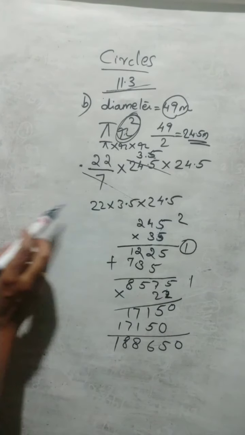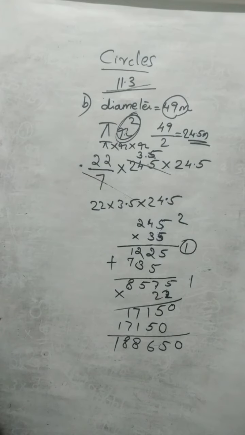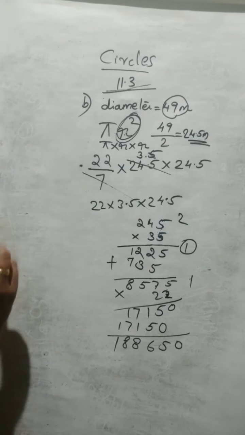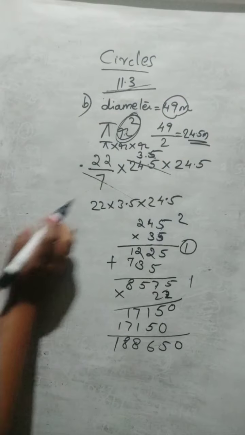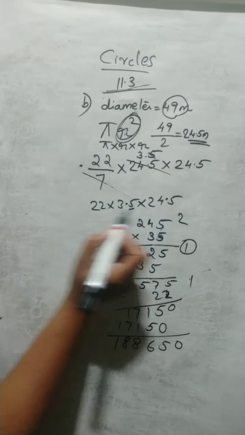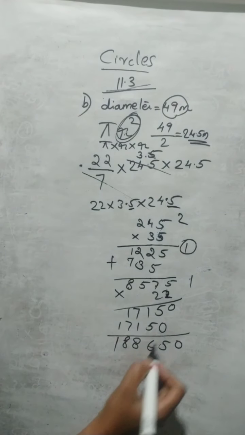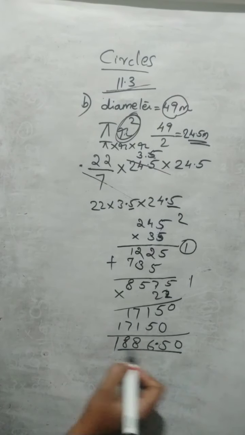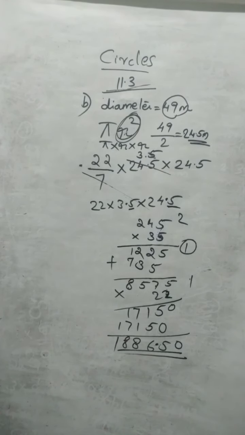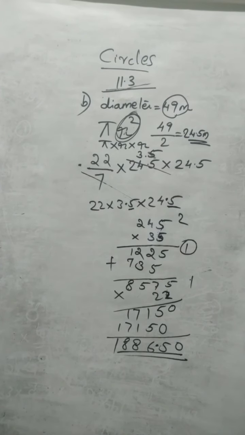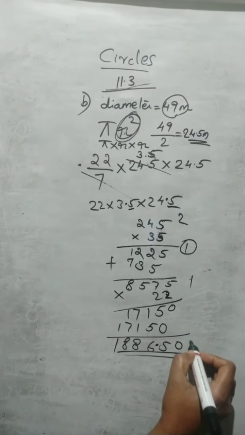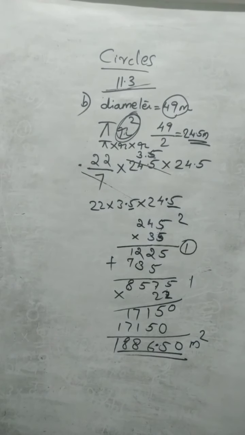So how many numbers are there? How many digits are there after each decimal point? Here 1 will be there. So 1. Here also 1 will be there. Total in the product there will be 2 digits after decimal point. So the answer is 1886.50. The unit is in meters, so we can write it as meter squared.